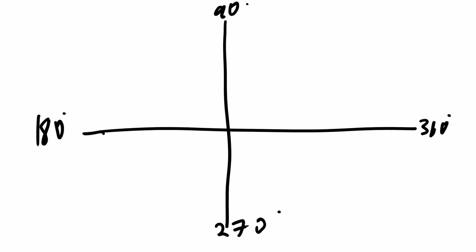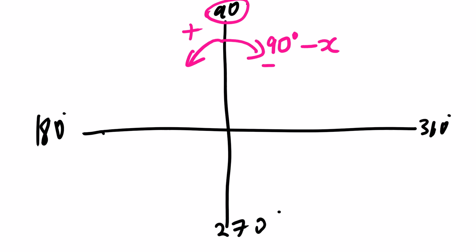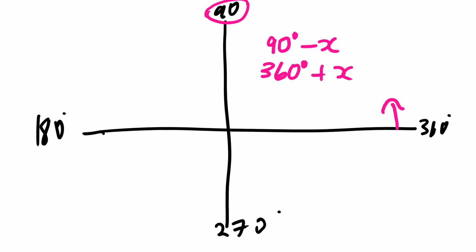Now that we know our quadrants, we know the signs of our trig ratios. Now let us deal with angles. In quadrant number 1, you should know that this quadrant is 90 minus x. Remember, from 90, go in this direction is positive, go in this direction is negative. Negative what? Our angle. Sometimes it will be 90 minus theta. So just know that in this quadrant we have 90 minus x, or we go in this direction from 360, which is positive, so it's 360 plus x.